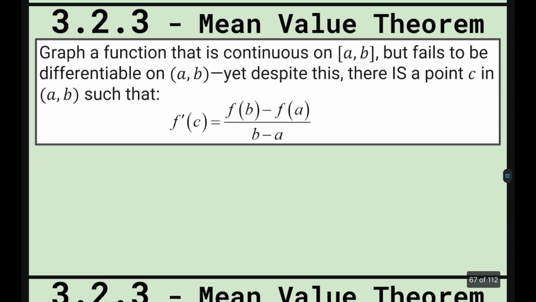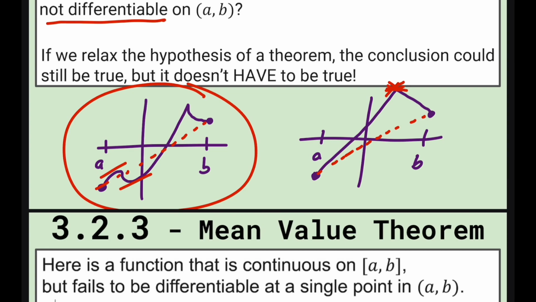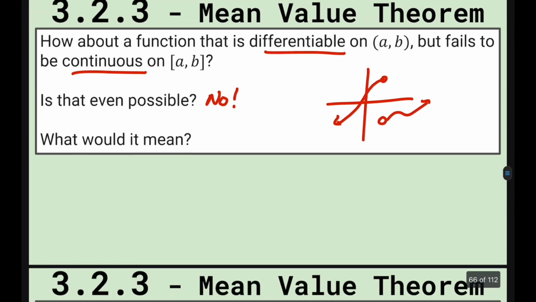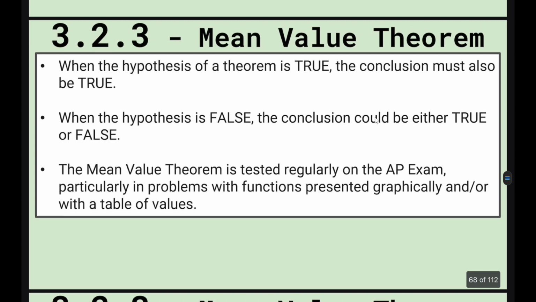Graph a function that is continuous from A to B but fails to be differentiable, yet despite this, there is such a point where this is true. Well, I actually already did that. I did that right here. It's continuous, but it's not differentiable, but there is still a point that matches the slope of the endpoints. And that's perfectly legal. But the mean value theorem states that if it's continuous on the closed interval from A to B and differentiable on the open interval from A to B, there has to be at least one point. It's impossible to break that rule. If you do break the rule, though, definitely let me know because we're going to be famous, because you just basically broke a theorem that was invented 400 years ago. When the hypothesis of a theorem is true, the conclusion must also be true.